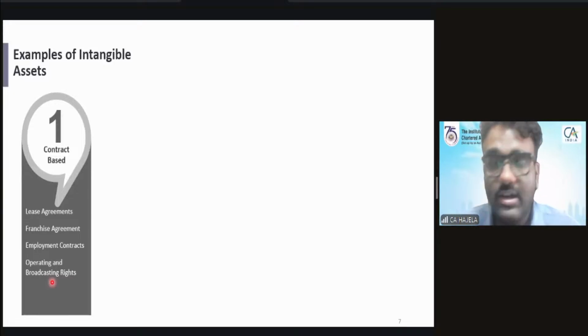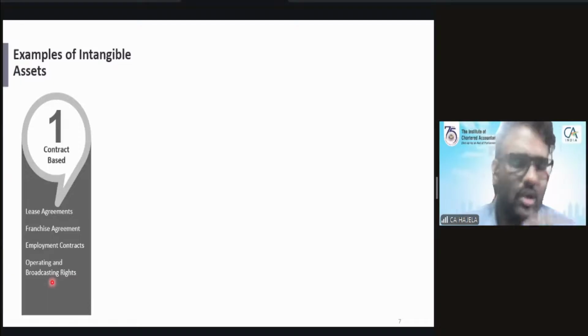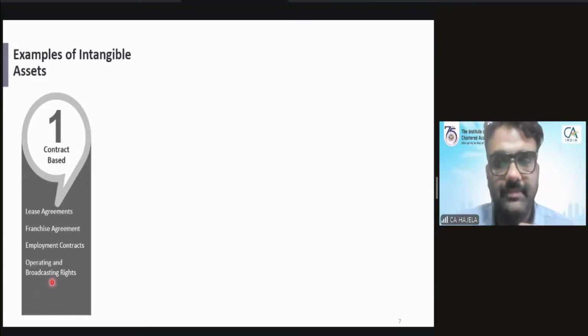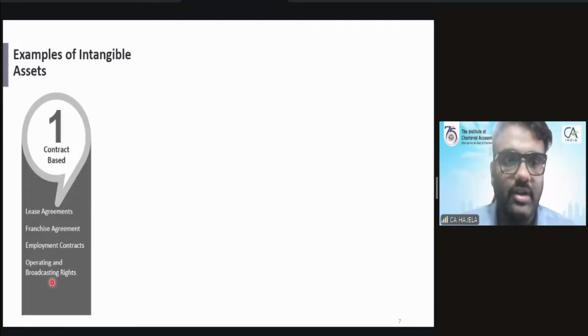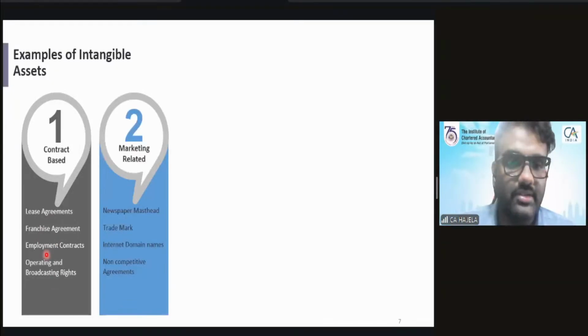Is that something physical? No, it's not physical at all. It's the right that for the next 4 years, 5 years, 10 years, whatever the contract is, they are contractually under a right to showcase, and only they will have that exclusive right to show the matches or the highlights or whatever. So these are examples of contract-based intangible assets.